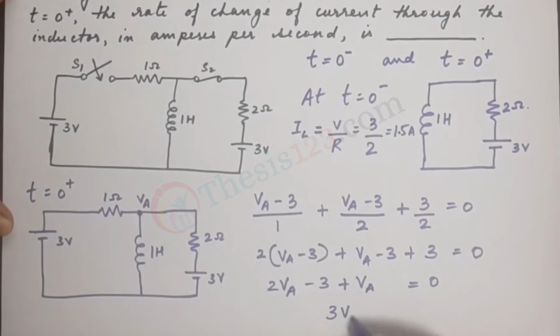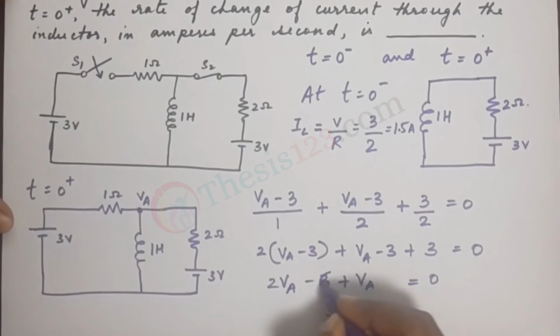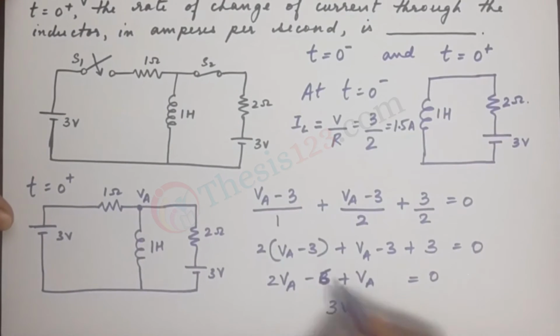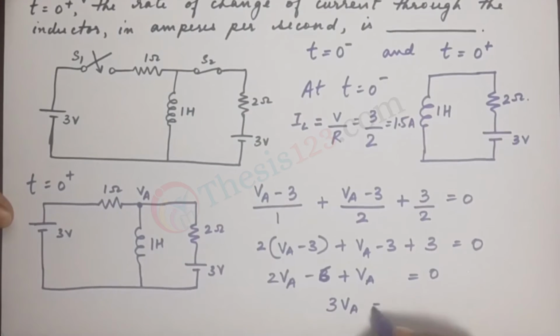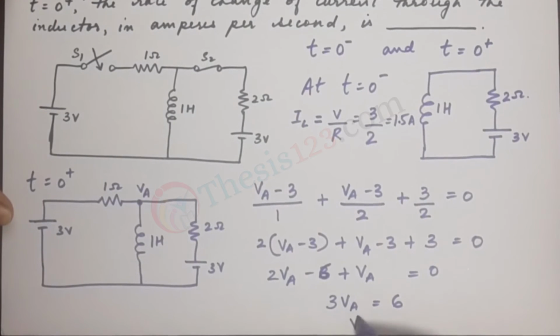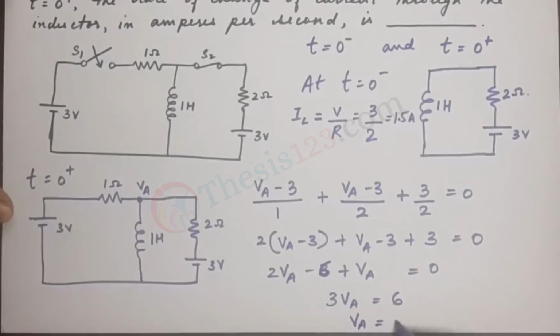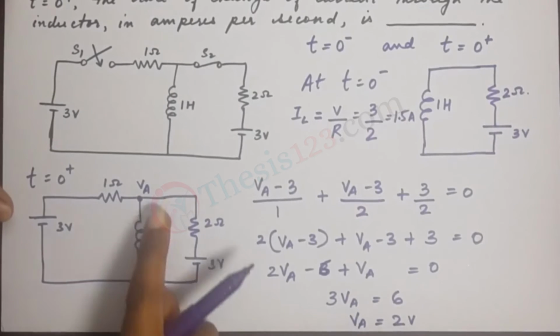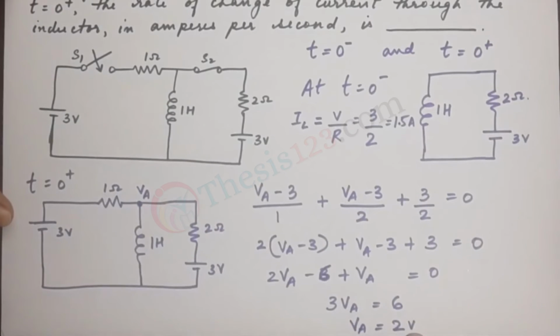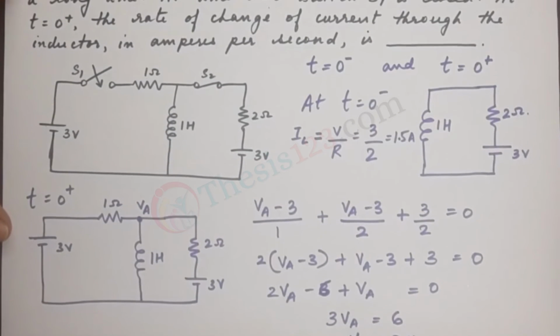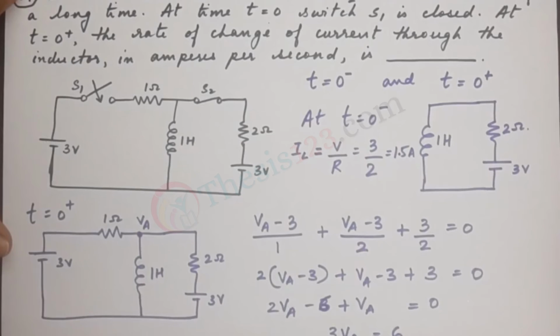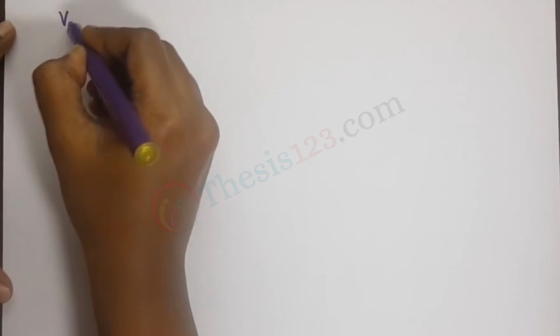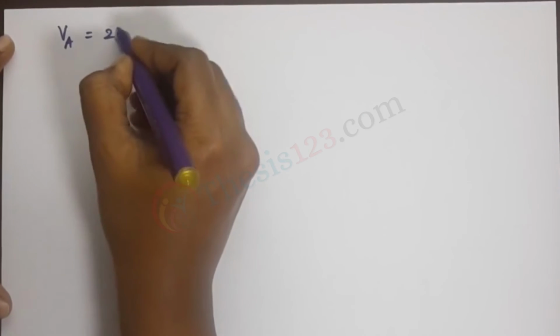And that's 3 VA, oh I'm sorry, this is 6. 2 times 3 is 6. So 3 VA is equal to 6. And that gives us VA equals 2 volts. So the potential at this node over here is 2 volts. Let me just grab another piece of paper here. Alright. Now we have the voltage at the node as 2 volts.